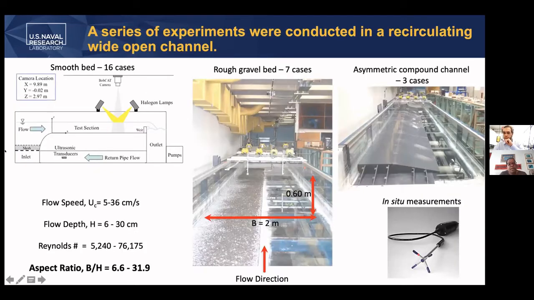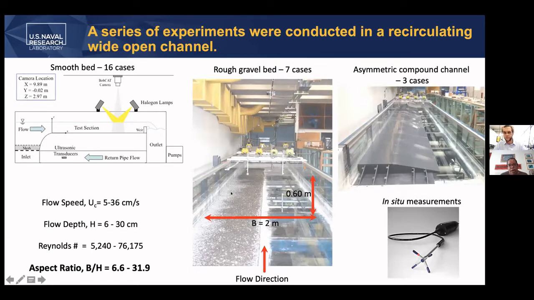Okay, and so that's where I came into the picture. For my PhD, I did a series of experiments in our wide open channel at Cornell University. This is a picture of the channel. It has glass walls. This is a schematic of the channel. I conducted 16 experiments in which I systematically varied the flow speed and the flow depth, giving me that all-important aspect ratio that classifies me in the narrow open channel flow regime.